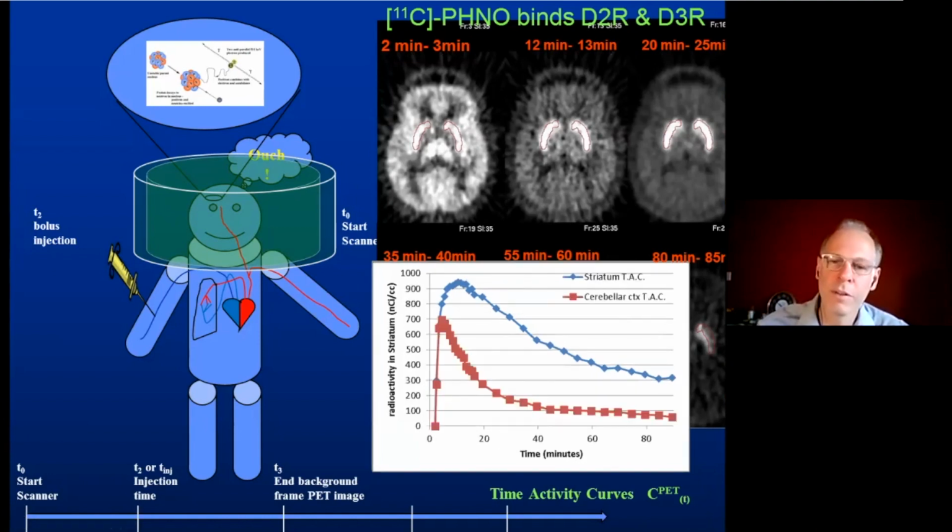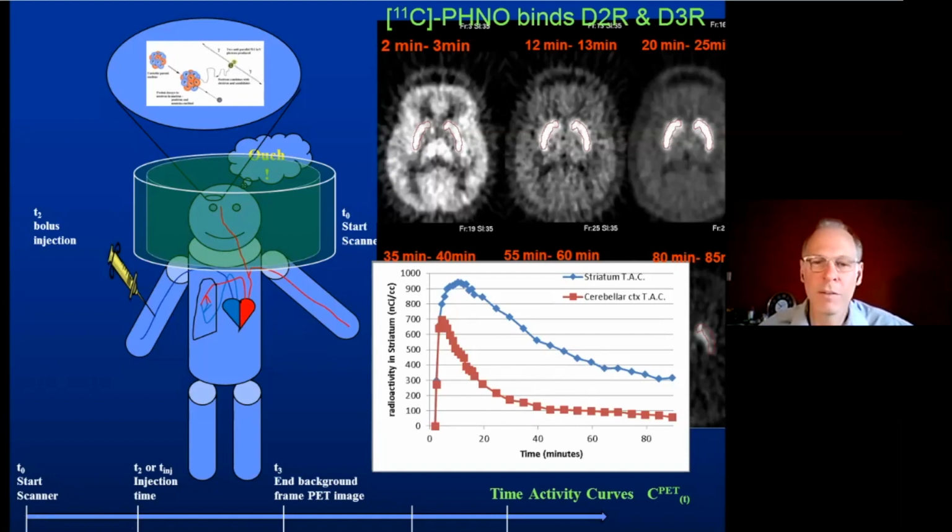We can look at a different region of interest, and we can get a different time activity curve, for example, the one of cerebellar cortex. And this is a radioligand called PHNO that binds to dopamine receptors. And it is known that in the cerebellar cortex, there is very little dopamine receptor or not dopamine receptor at all. But in the striatum, there is a lot of receptors of dopamine. So there is some relationship between the uptake of a radioligand into this area and the concentration of the target protein in the area.